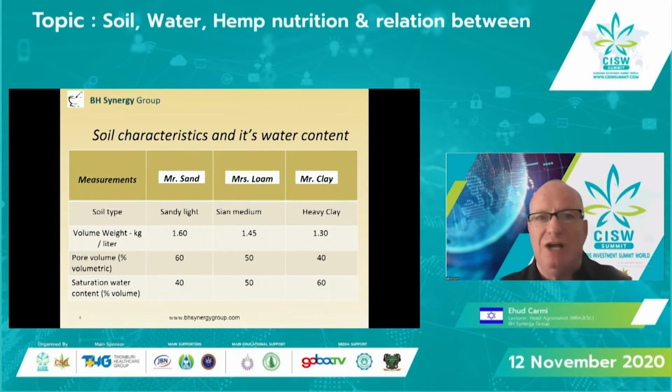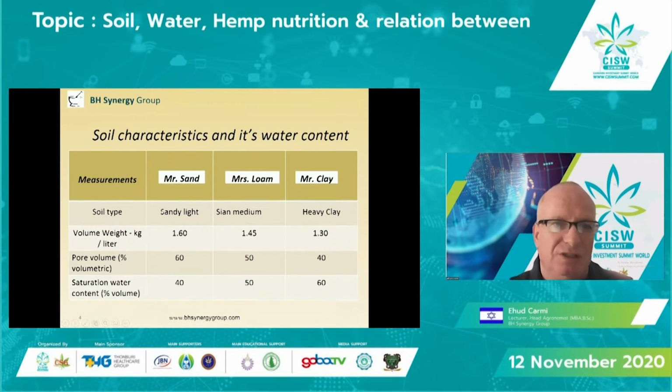Now let's try to define the three main types of soil and their characteristics of water content. We'll talk from Mr. Sand to Miss Loam and Mr. Clay, and we'll try to define them. Yes, I know there are a lot of types of sand, loam, and clay. It means that inside them there is a big difference between a lot of species. But let's talk about the main rule, as we say.